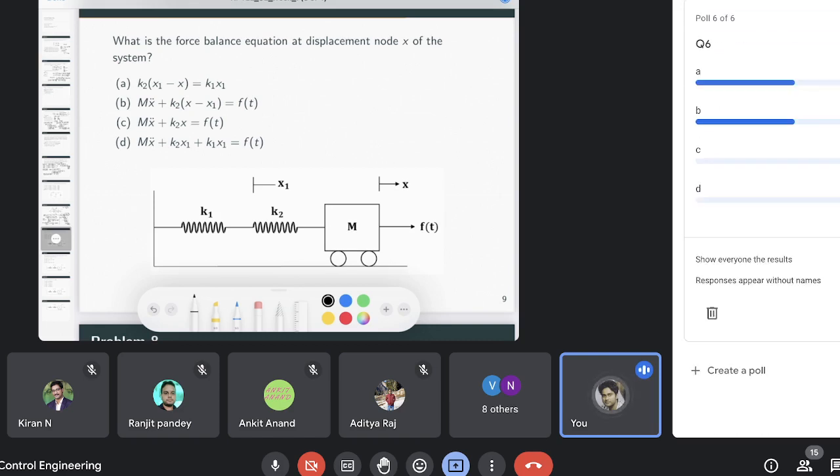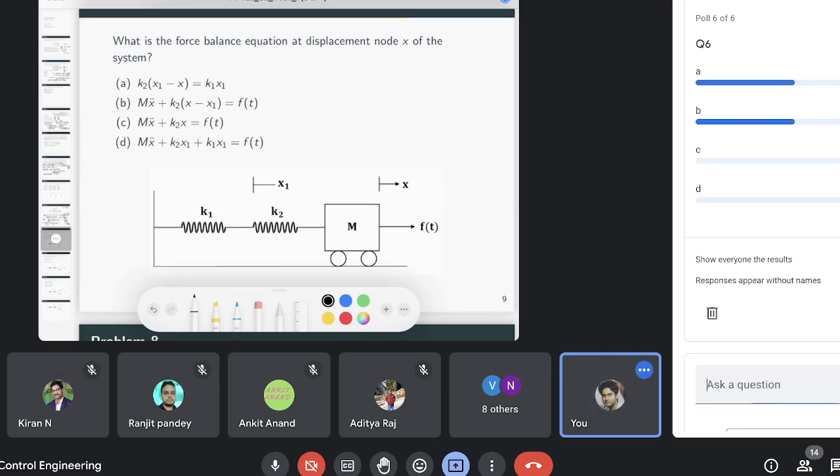Okay, so for this question we have again similar type of mechanical system. Okay, so mass spring system. So again very simple kind of system. So you just have to write this equation. Okay, force balance equation for this node where the displacement is x.